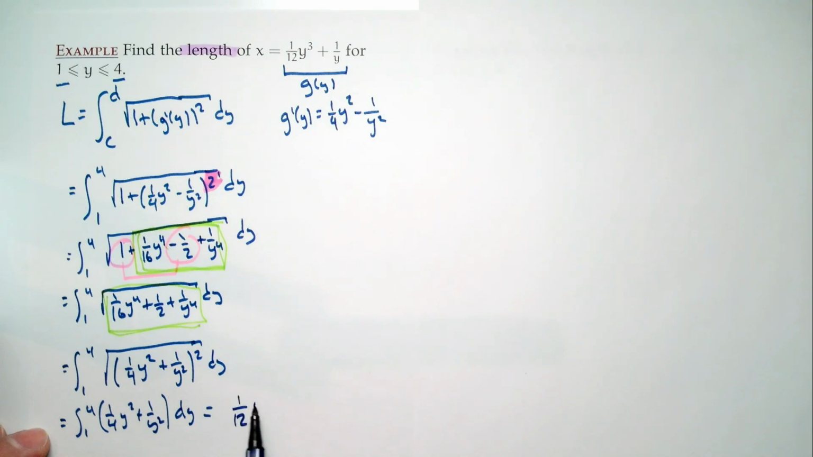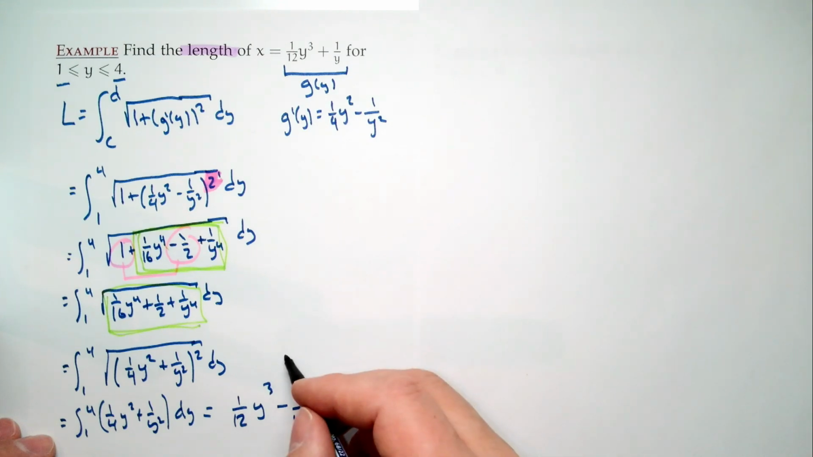One twelfth y cubed. You add 1 to the exponent, make it a cube, divide by 3. 1 over y squared, what will that integrate to? Minus 1 over y. Because you can think of 1 over y squared as y to the negative 2 power. Add 1 to the negative 2 makes it y to the negative 1, but then you have to divide by negative 1, which is where the subtraction comes from. And it's a definite integral, so we evaluate from 1 to 4.